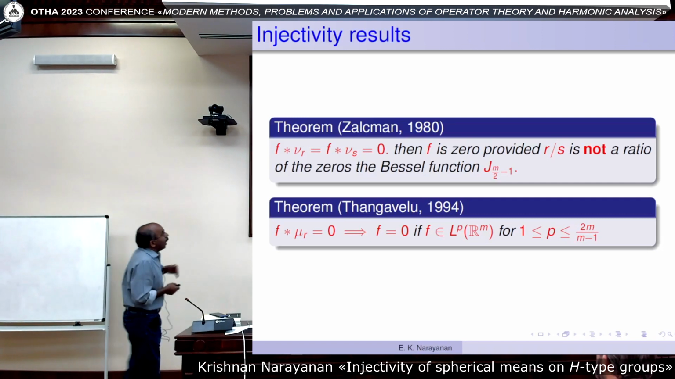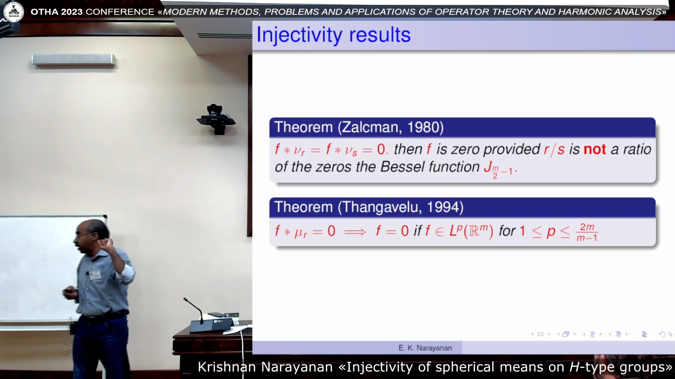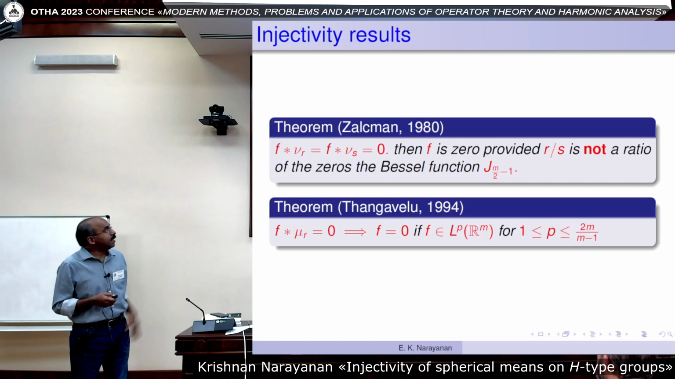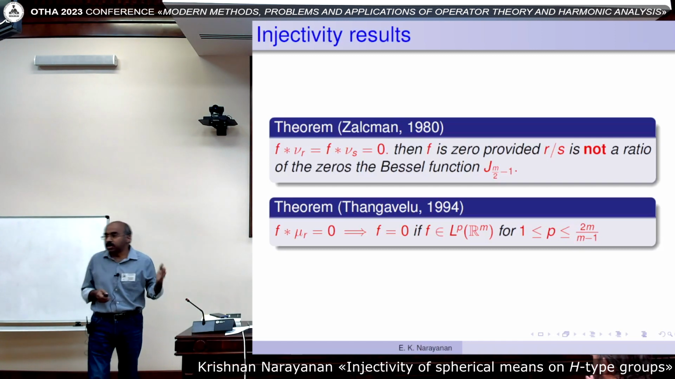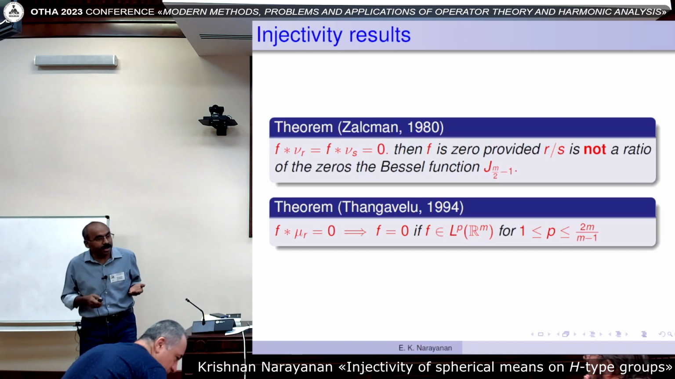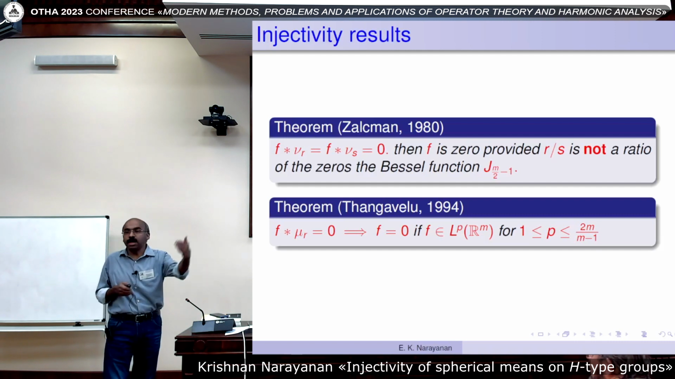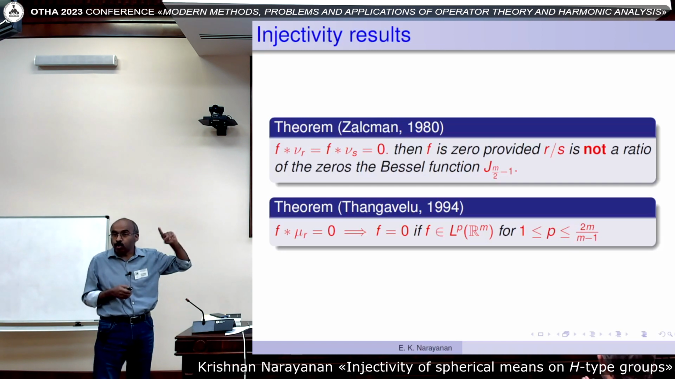But that's a two radius theorem, right? You need two radii, R and S, for injectivity to happen. So it was proved by Tangvelu in '94 that you have a one radius theorem. Remember that Bessel functions belong to LP for P greater than 2m by m minus 1. So for the range between 1 and 2m by m minus 1, you have injectivity. It's enough to look at one radius.